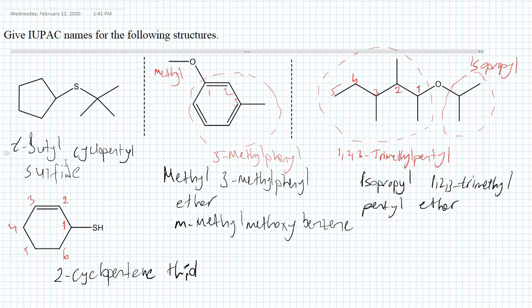In this tutorial we named 4 molecules based on IUPAC guidelines. The first one was a sulfide, the second one was an ether, but we can also name it as a benzene. The third one was an ether, and the last one was a thiol.